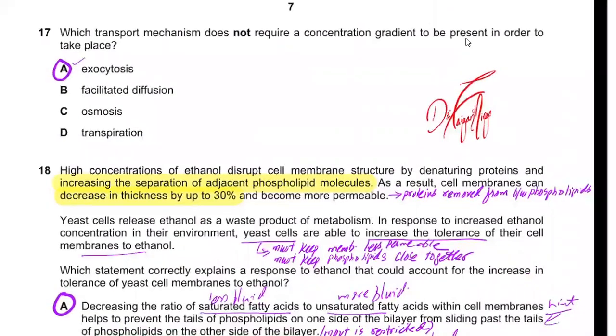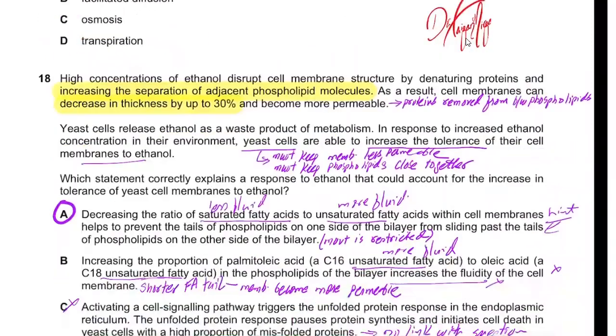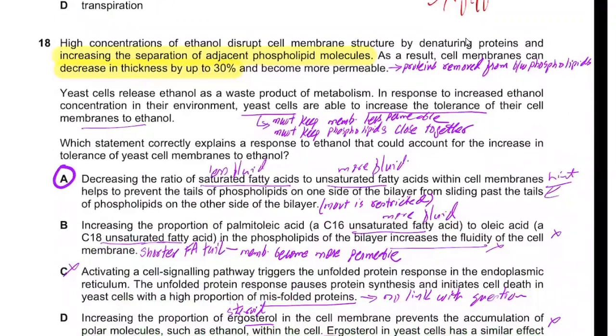Which transport mechanism does not require a concentration gradient to be present in order to take place? Exocytosis. I think that's something very basic. High concentration of ethanol disrupts cell membrane structure by denaturing proteins and increasing the separation of adjacent phospholipid molecules. As a result, cell membranes can decrease in thickness by 30% and become more permeable. So this is already mentioned to you, that the membrane proteins are being removed because of this alcohol, and the phospholipids start to move about a lot, and the membrane thickness decreases.